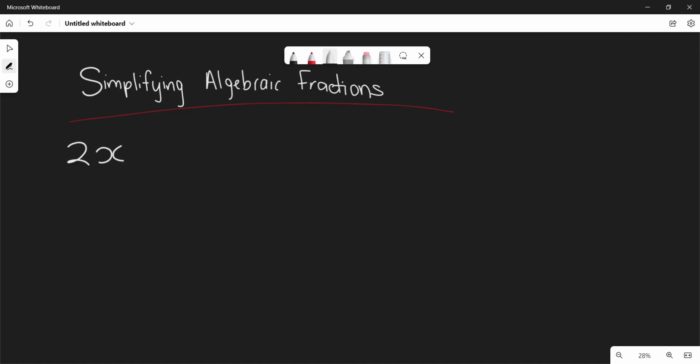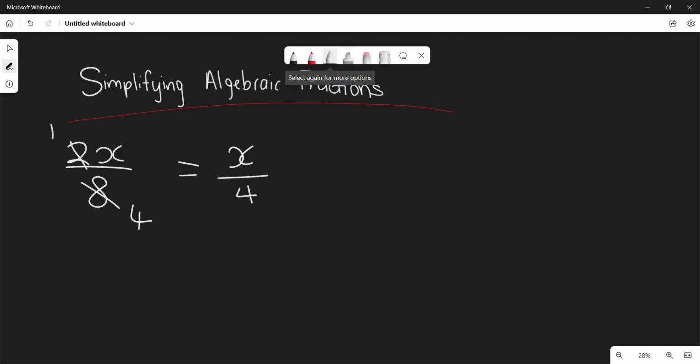2x over 8, right? Straightforward. Just like with simplifying fractions, we can divide the constants. So 2 into 2 is 1, 2 into 8 is 4. So therefore, simplifying 2x over 8, we will get x over 4.